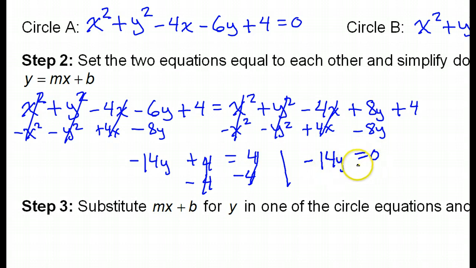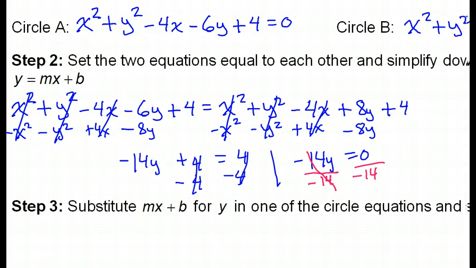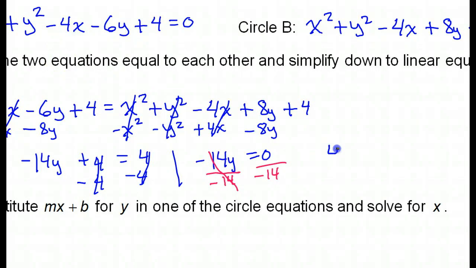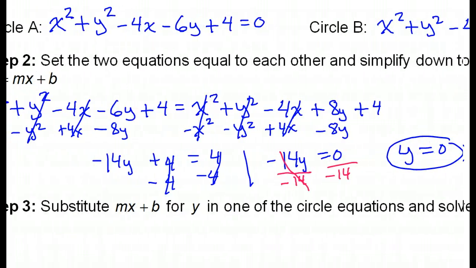Alright, this happens, so this is not really going to be y equals mx plus b, but it will be a line. We're going to divide by a negative 14, and we are going to get y equals 0. Now, y equals 0 is a horizontal line at 0. So just remember that. Anyway, we can still plug this in. It just really is simpler than it normally would be.